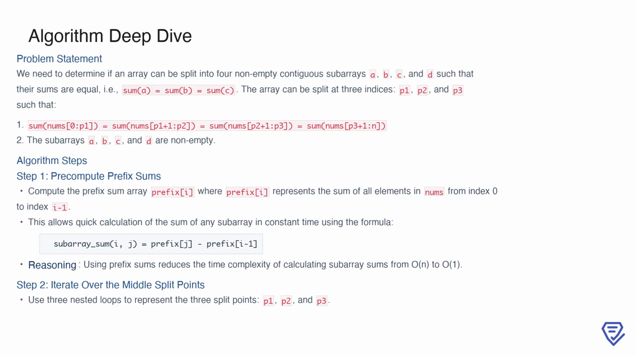The first step in solving this problem is to compute the prefix sum array. The prefix sum at any index i represents the sum of all elements in the array from the start up to i-1. This allows us to calculate the sum of any subarray in constant time using the formula prefix[j] - prefix[i-1]. By pre-computing these prefix sums, we significantly reduce the time complexity of subarray sum calculations from O(n) to O(1). Once the prefix sums are ready, we proceed to identify the split points P1, P2, and P3 by iterating over potential configurations in the array.